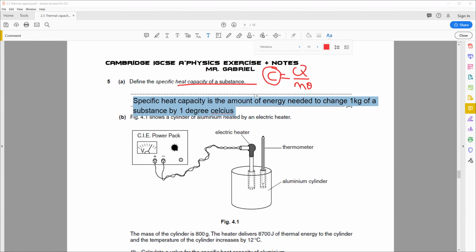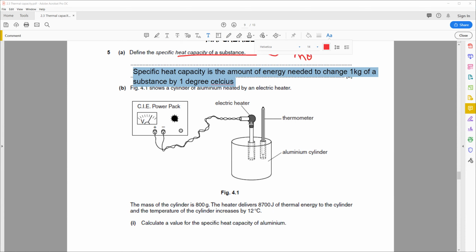Quite a standard question, a pretty standard answer. Make sure everyone knows how to do this, guys. Very, very important. Okay.